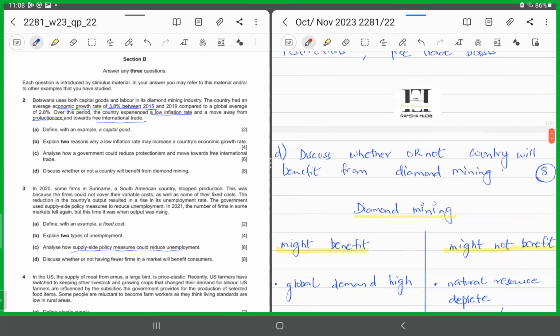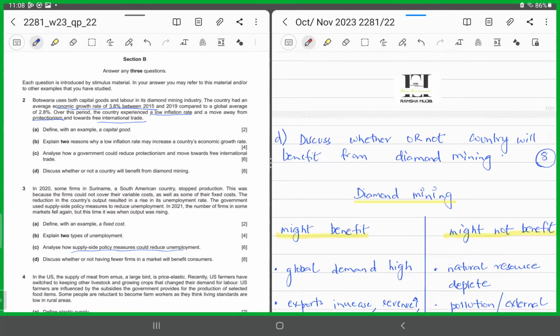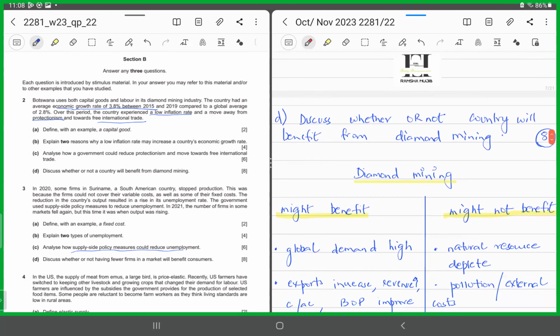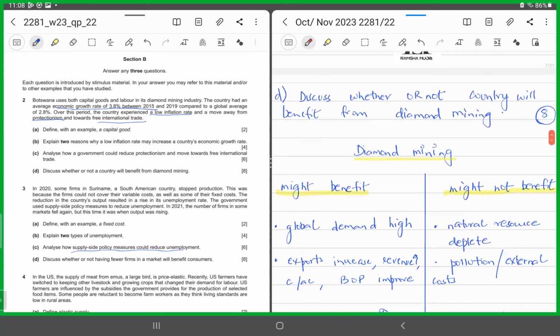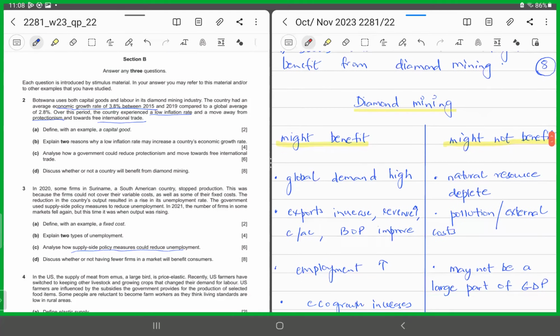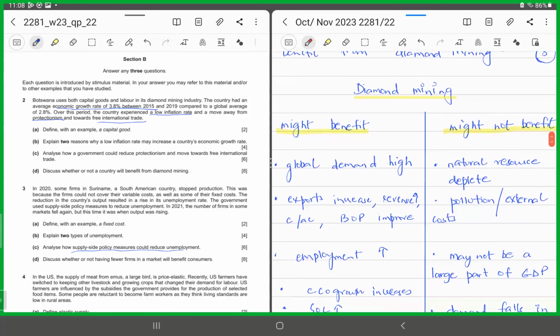Part B. Part B says discuss whether or not a country will benefit from diamond mining. Now, this is an 8 mark question, right? Again, two sides of the argument, the last paragraph an evaluative statement justifying your reasoning. Now, you could say that yes, a country can benefit from diamond mining.